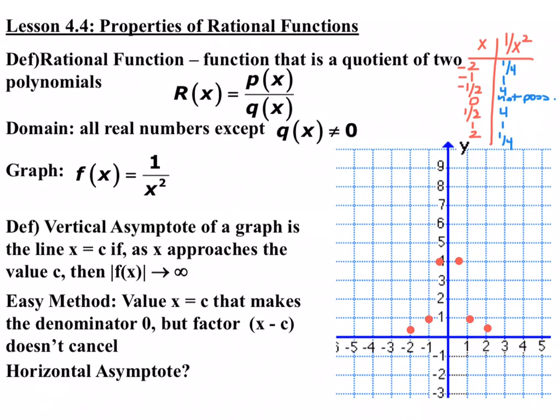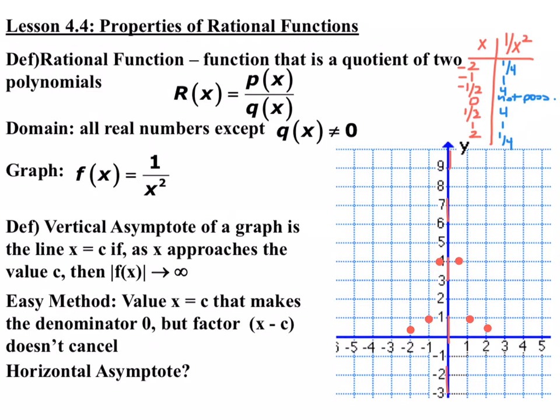So we plotted these points. When we plug in 0, that's not possible, so that's actually going to give us a vertical asymptote. We're going to talk a little bit more about that in a minute, but we're actually going to have a vertical asymptote right here on the y-axis, just like we do with 1 over x. We also have a horizontal asymptote on this graph.